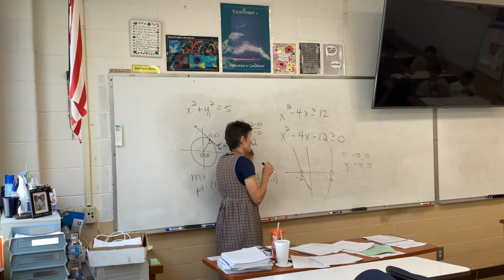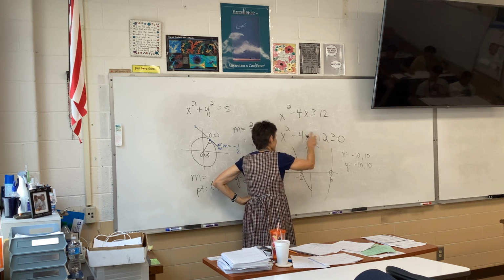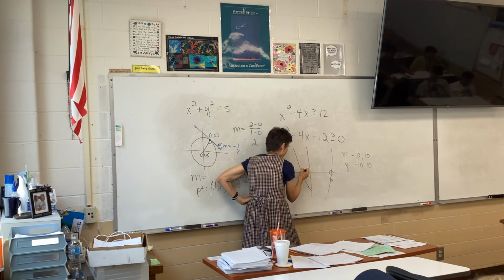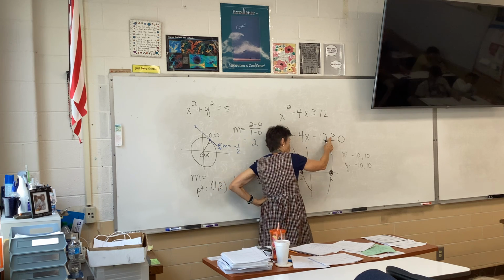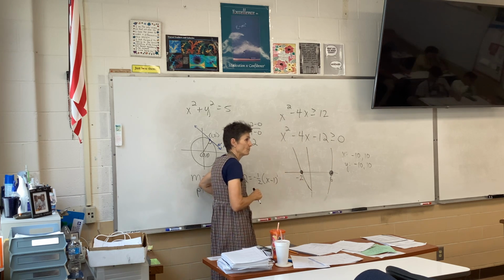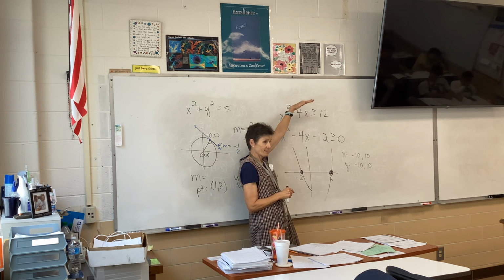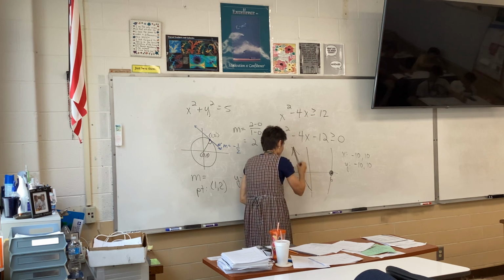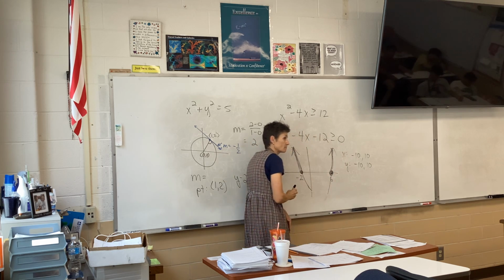The question is, where is this equation either equal to 0, so that's right here, this is where it equals 0, or is greater than 0. Greater than 0 means positive. So that would be this part of the curve and this part of the curve. Would you agree with that?